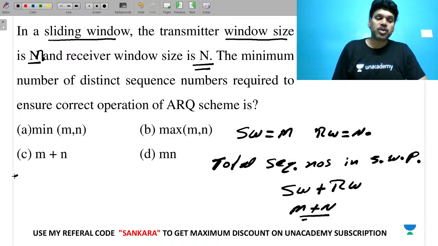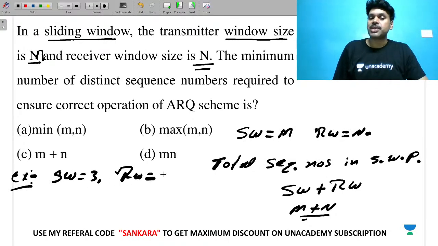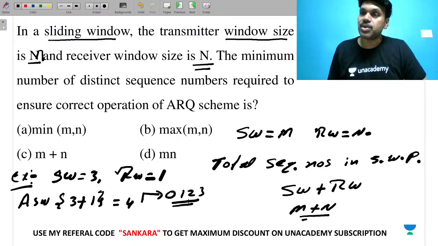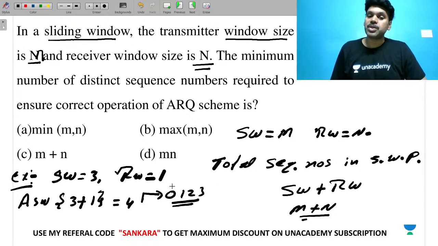You want me to give proof? I will give you. Sender window size is equal to 3. Receiver window size is equal to 4. So your available sequence numbers are 3 plus 1, which is nothing but 4, which are 0, 1, 2, 3. Sequence number always starts from 0, ends with n minus 1. So you got your answer. So sender can send only 3 frames, receiver can send only 1 frame.